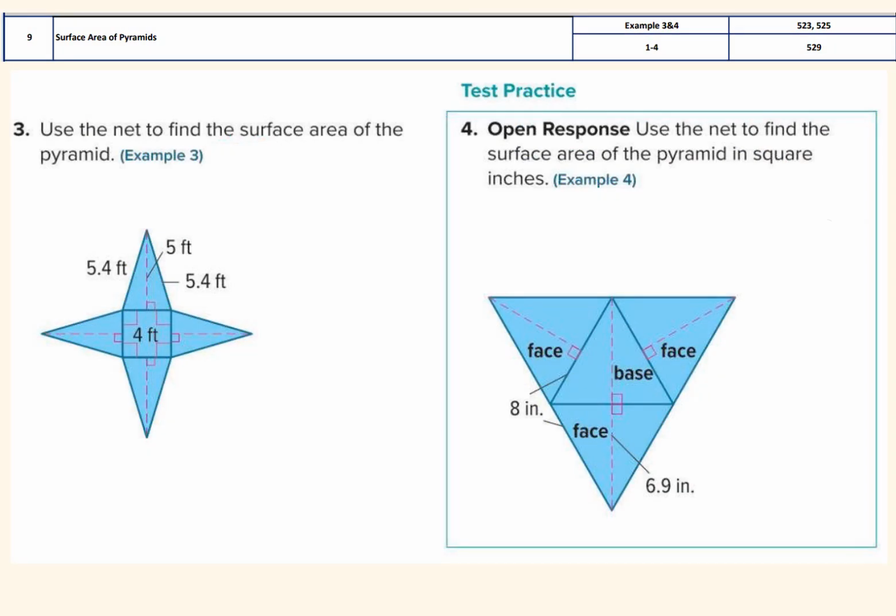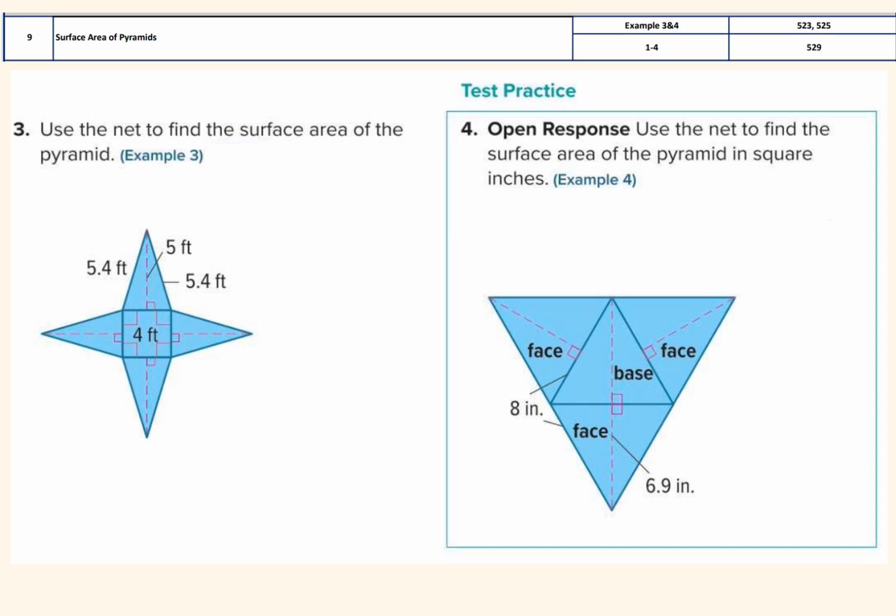Now we're going to talk about the surface area of a pyramid. Well, we have 2 types of pyramids: a pyramid with a square base and a pyramid with a triangular base. It is very important to note that in the pyramid, we have only one base. So either way, I'm going to start by finding the area of the base. So let's start solving question number 3 first.